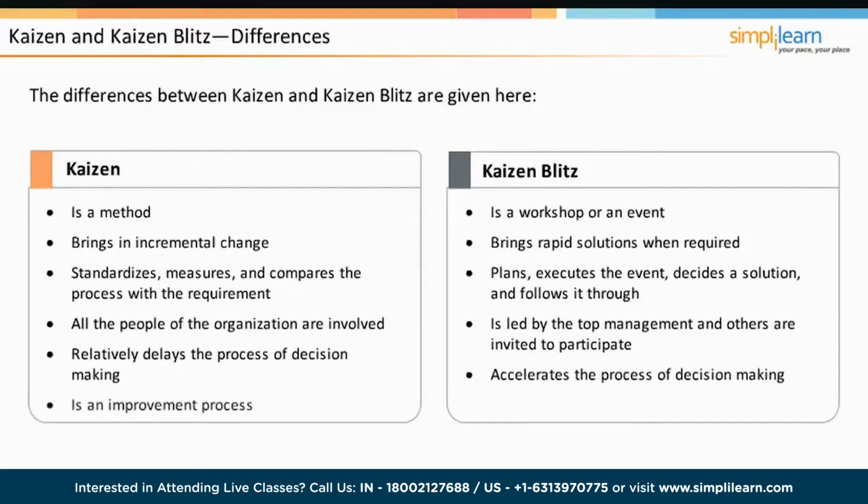Kaizen is a continuous improvement method, whereas the Kaizen Blitz is part of the improving process. Kaizen follows PDCA, in essence, plan, do, check, and act for the improvement process. Kaizen Blitz uses PDCA for execution, where the events are planned, conducted, decided, implemented, and followed up. The following screen will elaborate on the concepts of Kaizen and Kaizen Blitz through examples.